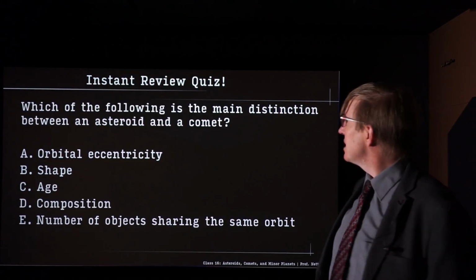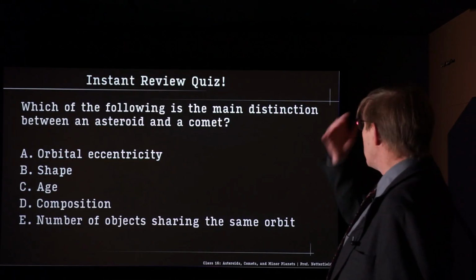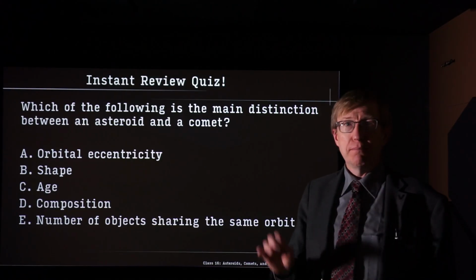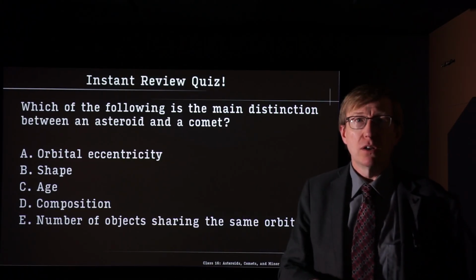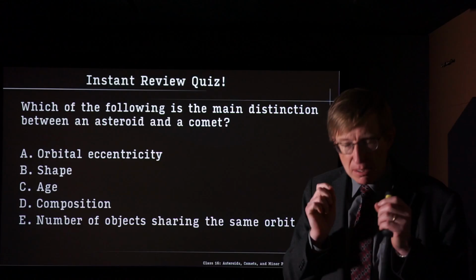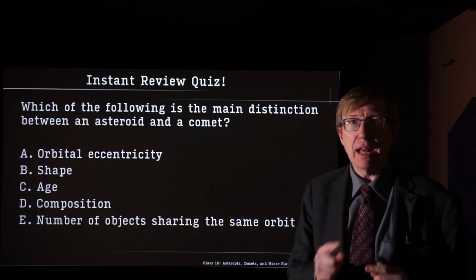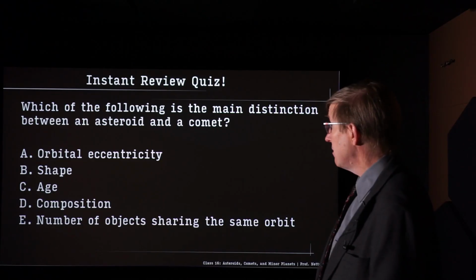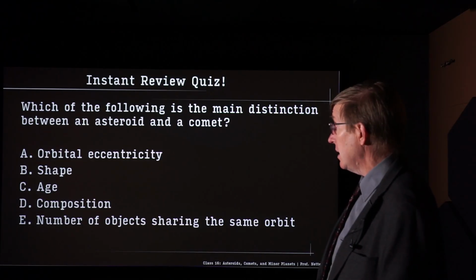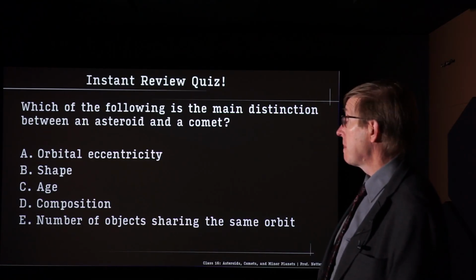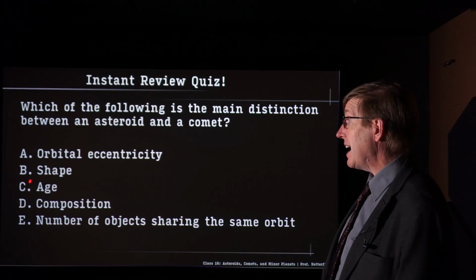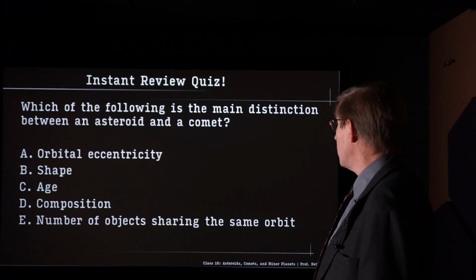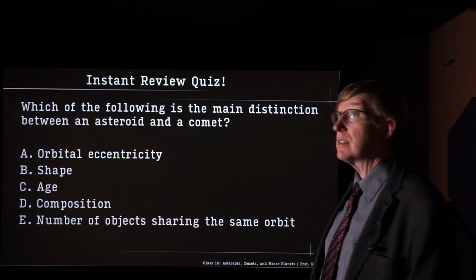All right, another instant quiz. Which of the following is the main distinction between an asteroid and a comet? What is the most important distinction between an asteroid and a comet? Is it orbital eccentricity? Okay. Is it the shape? Is it their age? Is it their composition? Or is it the number of objects sharing the same orbit?